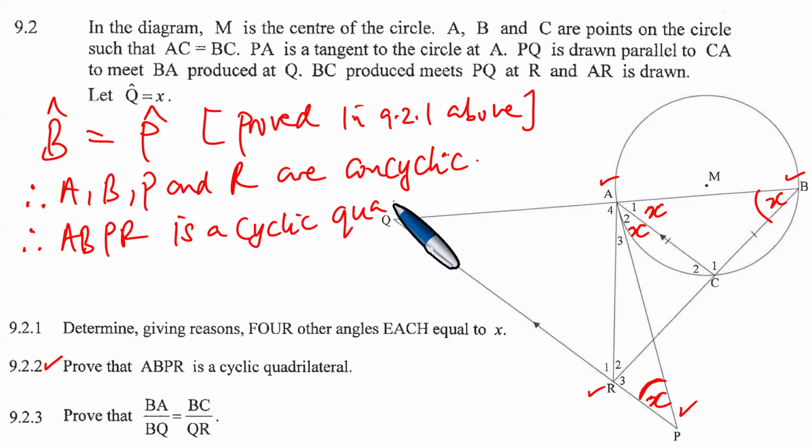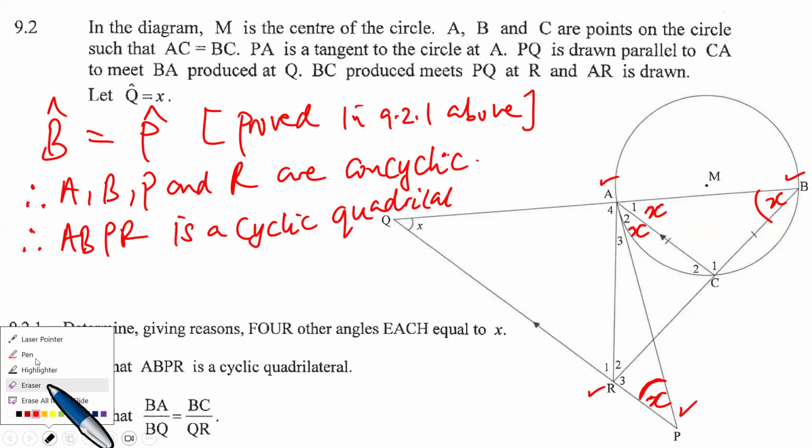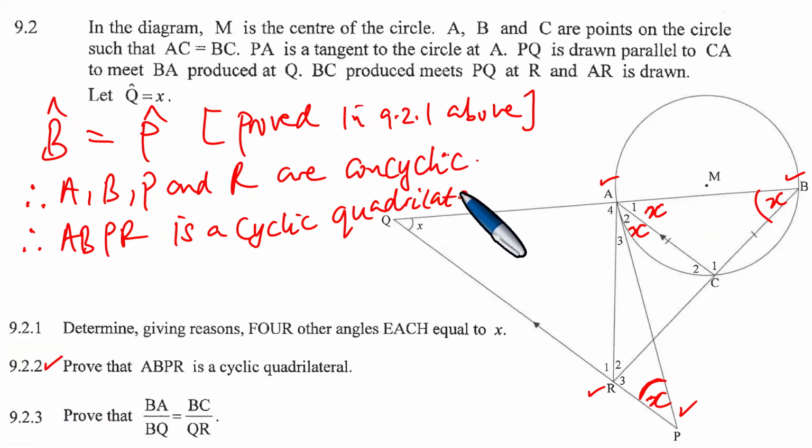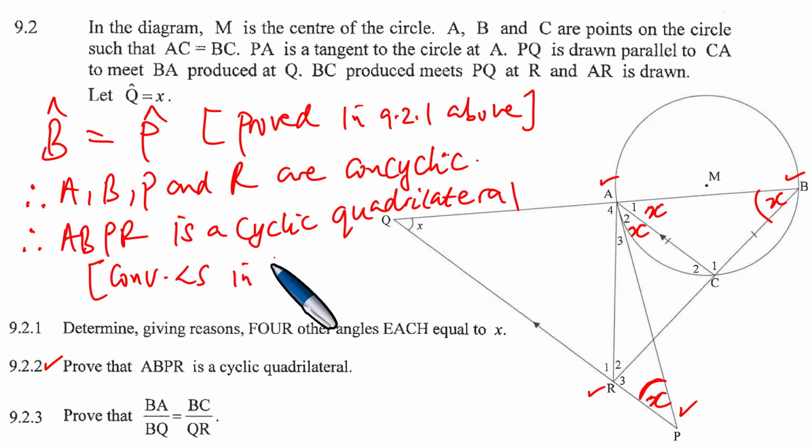Cyclic quadrilateral. And why is it a cyclic quadrilateral? The reason for that, we put it in square parentheses. This is true because of the converse of angles in the same segment. Converse angles in the same segment.